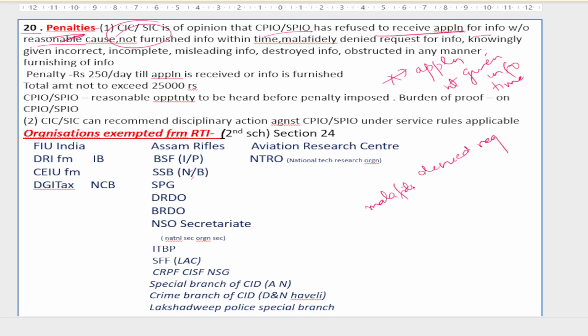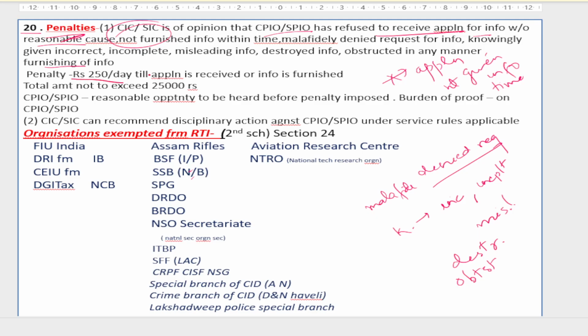So with a malafide intent, if the PIO has denied a request for information, or has knowingly given incorrect, incomplete or misleading information, or has destroyed the information or obstructed in any manner the furnishing of information, then in that case, a penalty can be imposed.